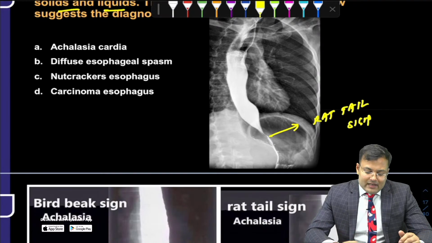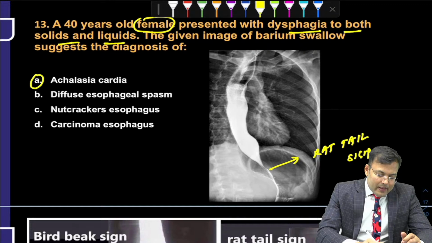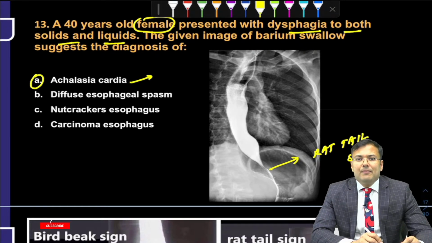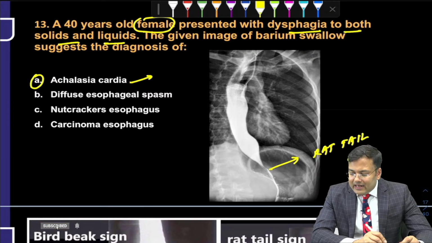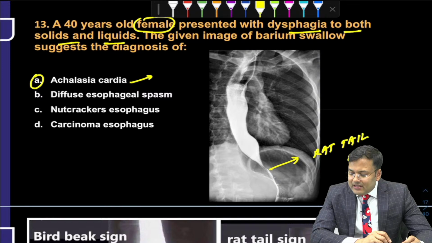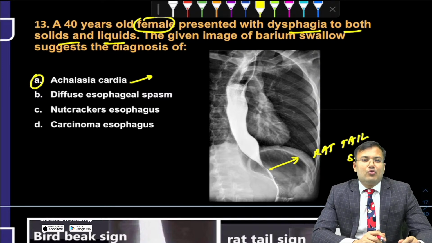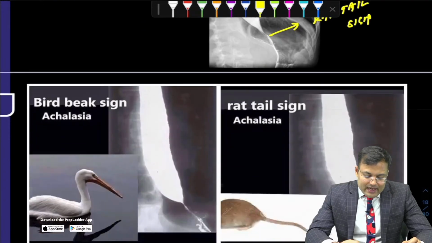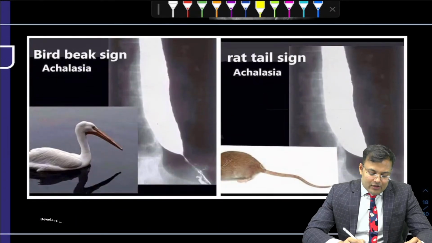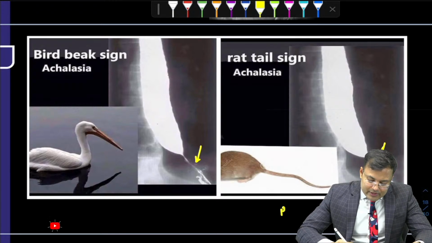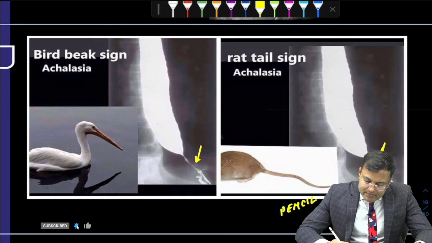And all of you know that rat tail appearance is seen in which condition? Achalasia cardia. Rat tail appearance, bird beak sign, pencil tip appearance, all these are seen in achalasia cardia. AK-47 wants to tell us that the investigation of choice for motility disorder is manometry. Very good. So the correct answer is A. Now see this kind of appearance: this is bird beak appearance or rat tail appearance, also known as pencil tip appearance.